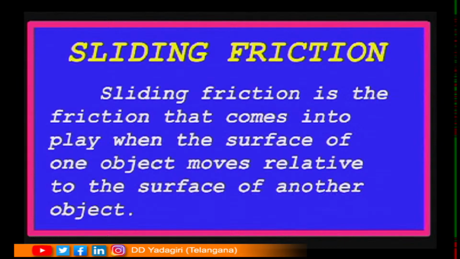Sliding friction. Sliding friction is the friction that comes into play when the surface of one object moves relative to the surface of another object. Sliding means movement. So, sliding friction is the friction that comes into play when the surface of one object moves or slides relative to the surface of another object. Let us look into a few examples of sliding friction.